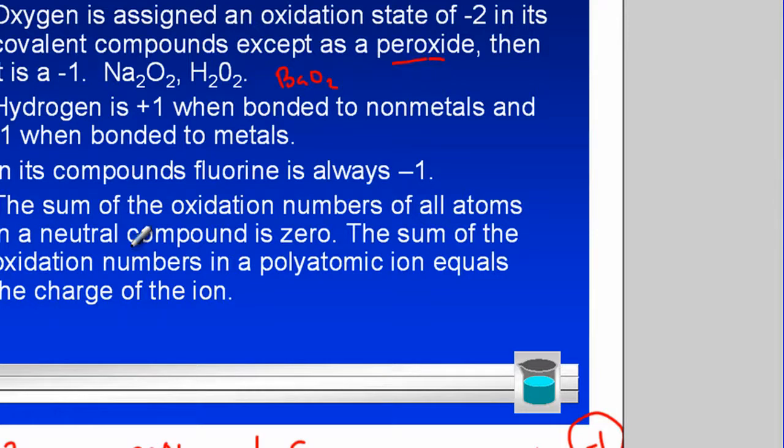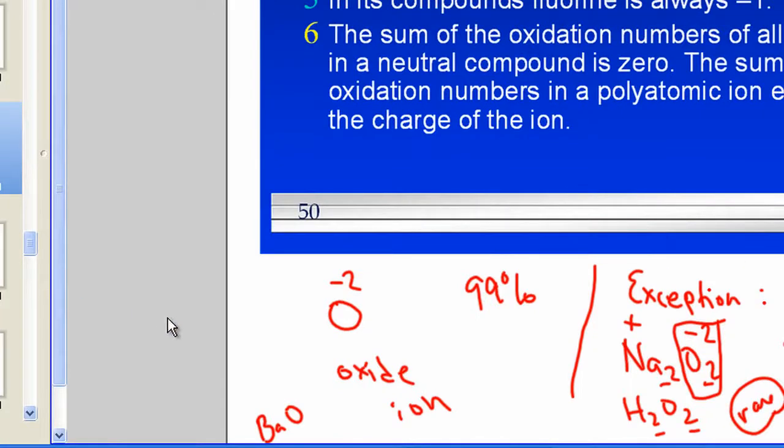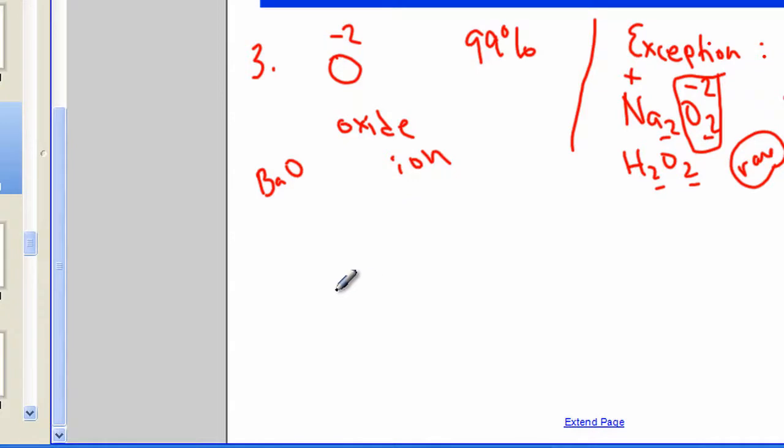Rule 4. Hydrogen is always assigned a +1 when bonded to a nonmetal and a -1 when bonded to metals. Another critical rule. Memorize. Let's discuss it to help it sink in. So rule 4, here was rule 3. Let's talk about hydrogen. Oops, rule 4 is what I meant to write.